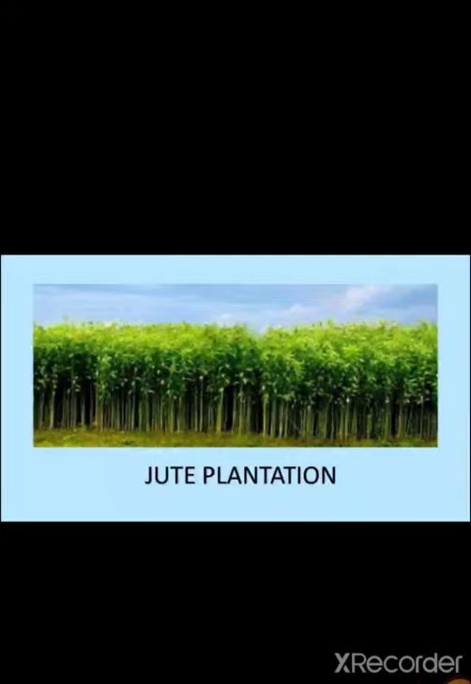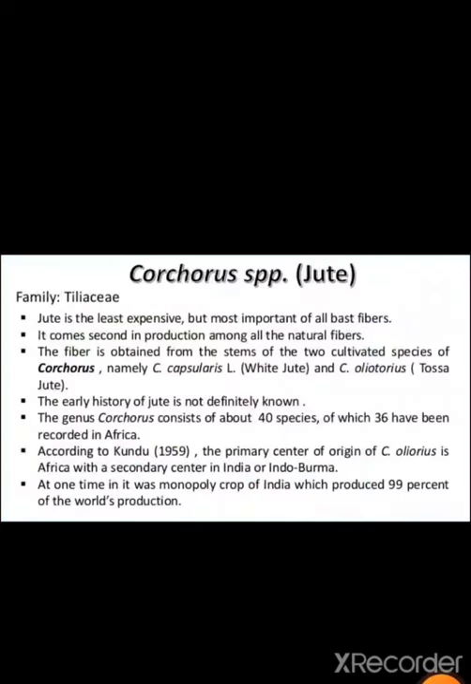Next plant we study is jute. Botanical name Corchorus species, belongs to family Tiliaceae. Jute is the least expensive but most important of all bast fibers. It comes second in production among all natural fibers.